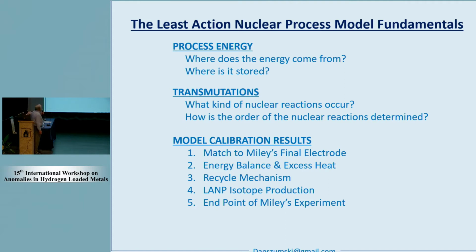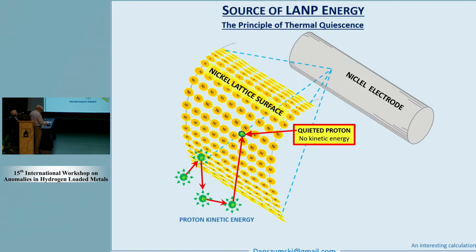We'll also be talking about transmutations, the kinds that occur in the nuclear reactions in our electrodes, and how those are ordered, how the order is determined. And then we'll talk about the model calibration results.